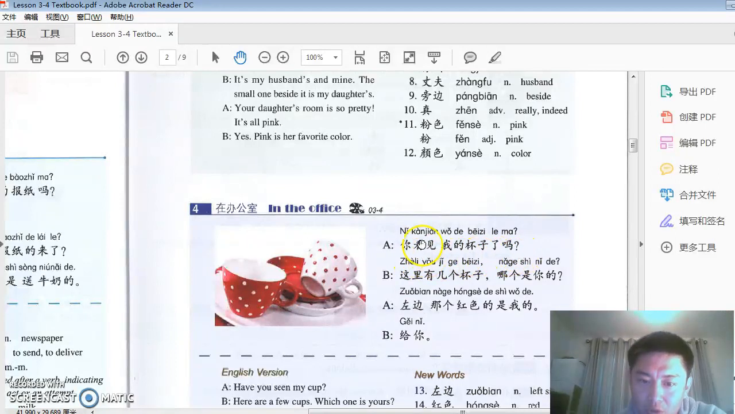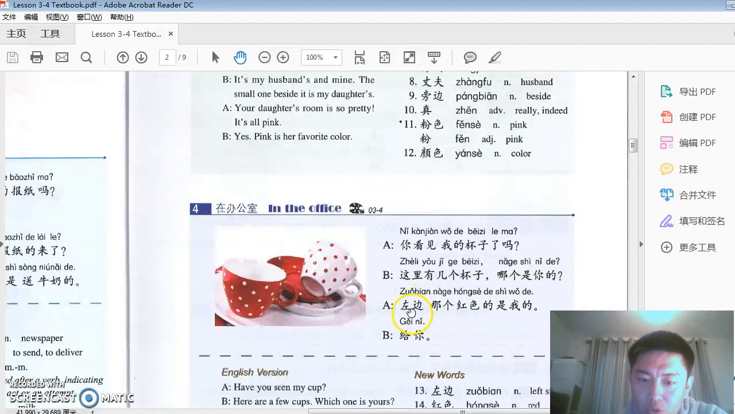Right, now number 4, we have 你看见我的杯子了吗? 看 is to look, 看见 is to see. 我的杯子, my cup. 了吗? Yes or no? B says 这里有几个杯子. Pay attention, 几个 is not a question here anymore, it's several. 几 has two meanings. 哪个, which one, 是你的, is yours.